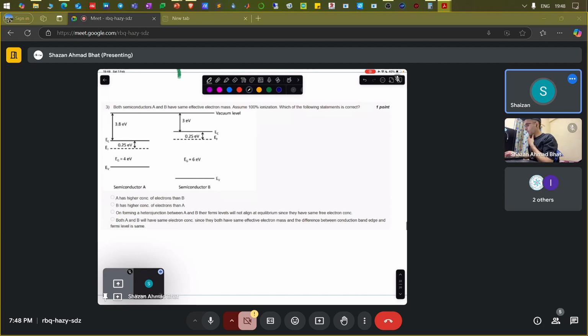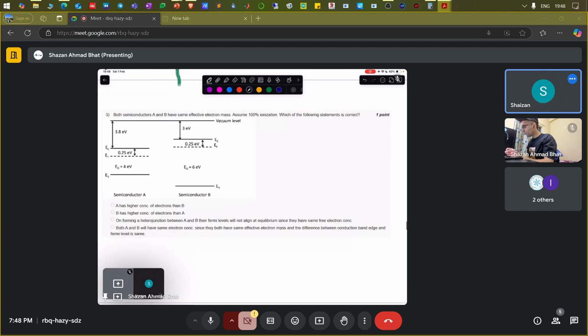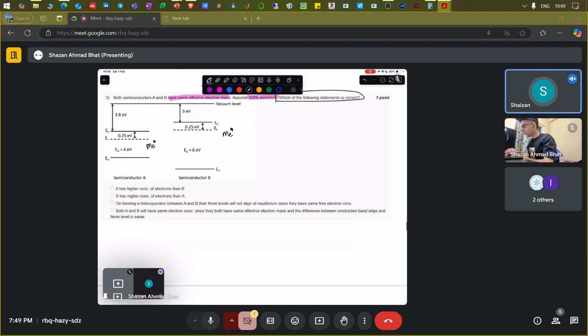Now, over to this question. Both of the semiconductors have same electron effective mass, and assume 100% ionization. That means the effective mass on this side is equivalent to effective mass on this side. Which of the following statements is correct? Basically, it's the previous band diagram which is again shown.